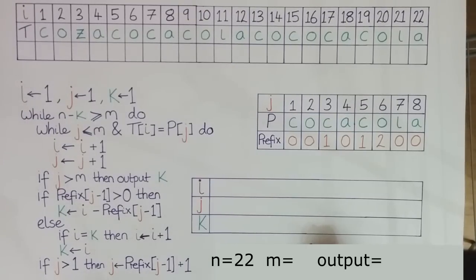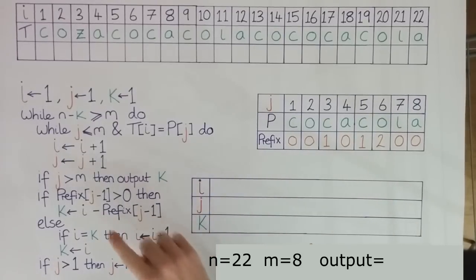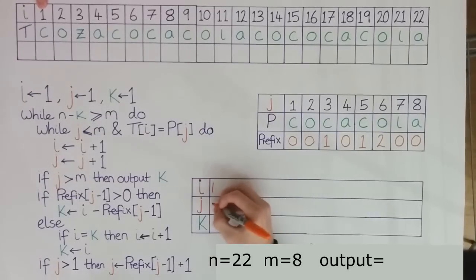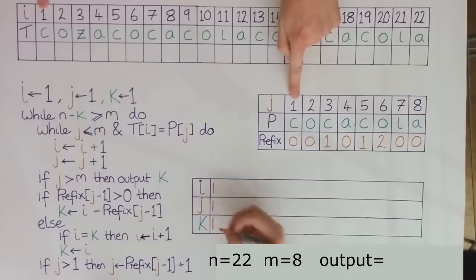We set m to 8, as that's the length of the prefix. We set i, which is the counter for the text, to 1. We set j, which is the counter for the pattern, to 1. And we set k, which marks the start of potential matches, to 1.